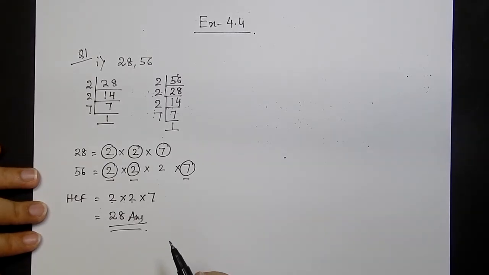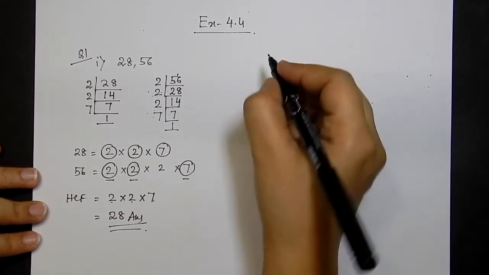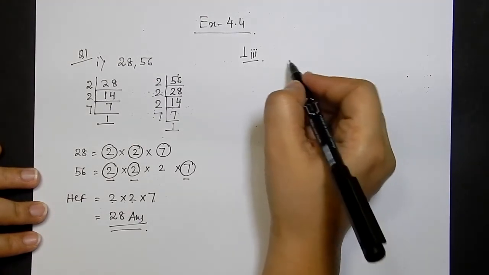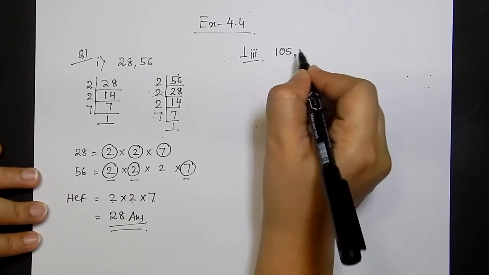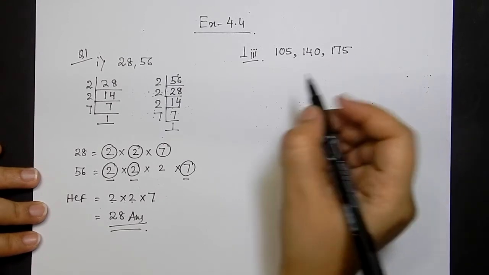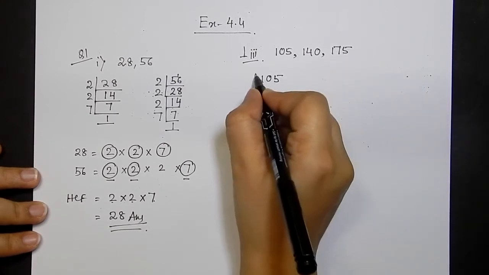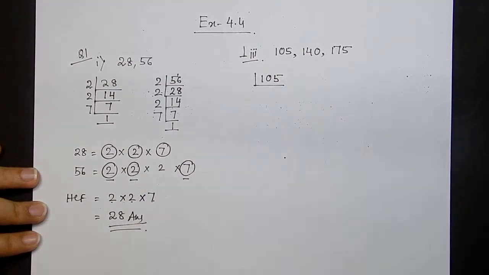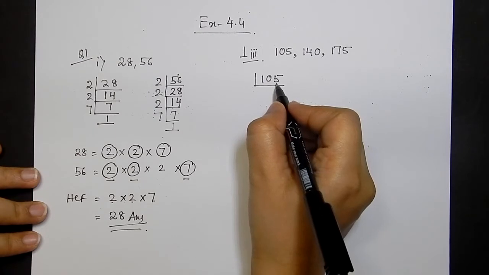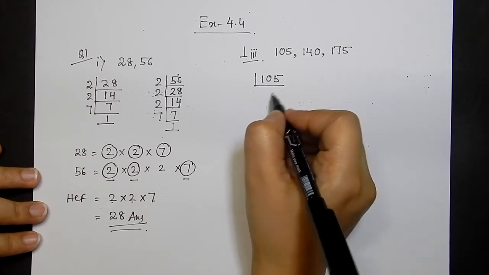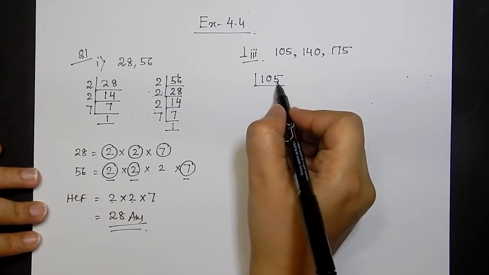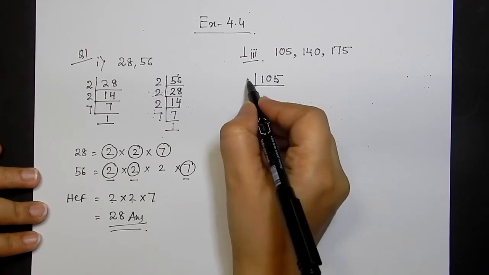Okay, let us do question number 1 subpart 3. In this one we have been given 3 numbers, 105, 140 and 175. So let us find the prime factorization of all of them. Now see here, we will try with 2 first. This is not an even number, so we will not divide by 2. Then we try with 3. How to see whether it's divisible by 3? 1 plus 5 is 6 and 6 is divisible by 3, so I can use 3.